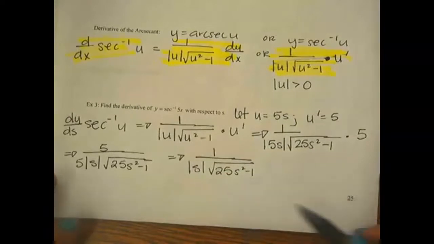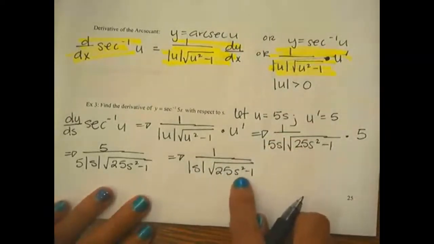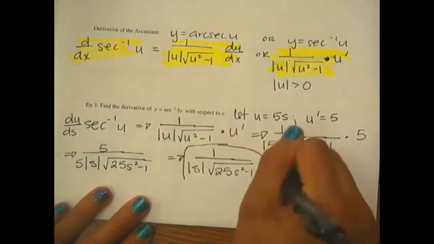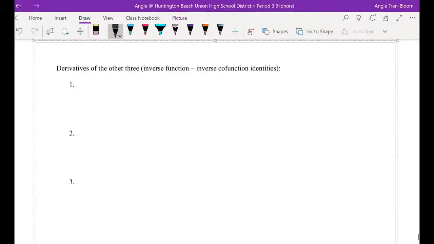And looks like that's all I can do. I can factor this out because it's a difference of two squares, but it's not going to help me simplify it. We have three more derivatives here, derivatives of the other three inverse functions, okay?